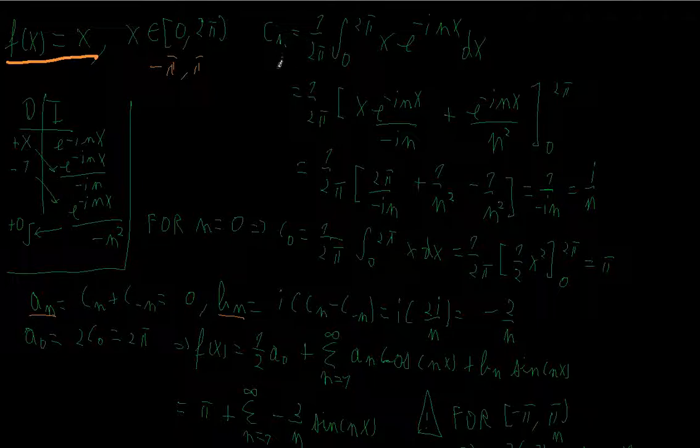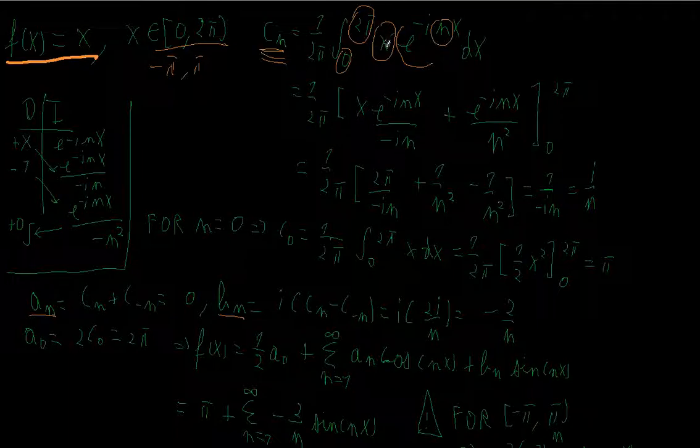So I have 1 over 2 pi times the integral from 0 to 2 pi of x times e to the negative i n x dx. That is my complex Fourier coefficient. So n is an integer, of course, and 0 to 2 pi is, of course, our period. And here we have our function, and here we have our complex exponential, because we deal with the complex Fourier series, complex Fourier coefficient, sorry.